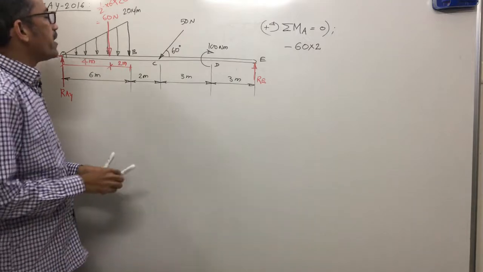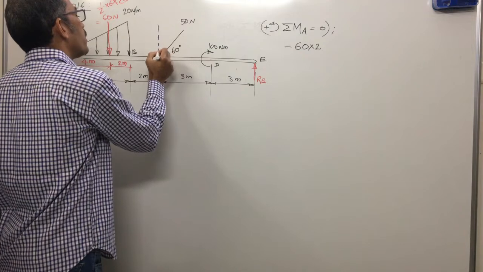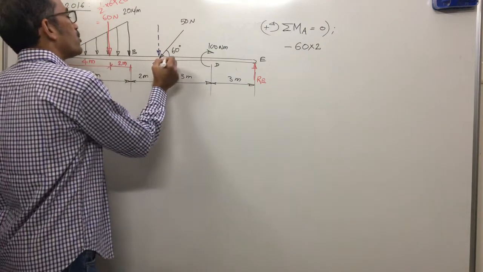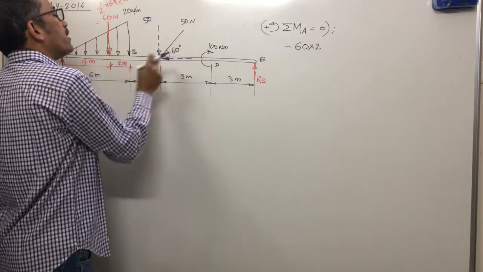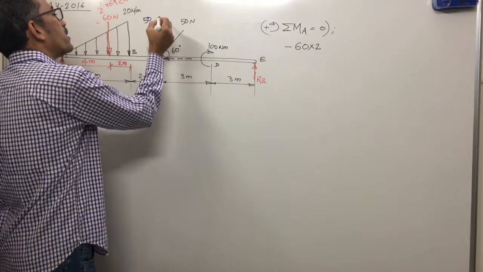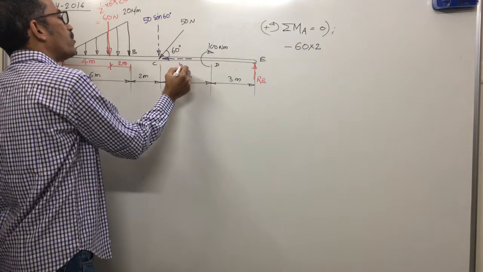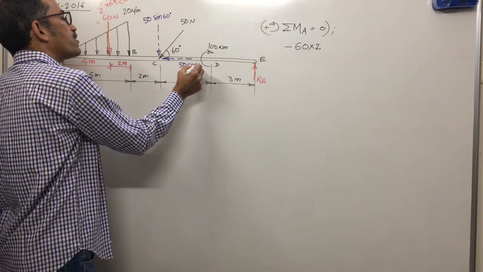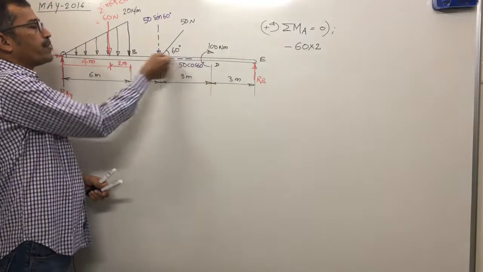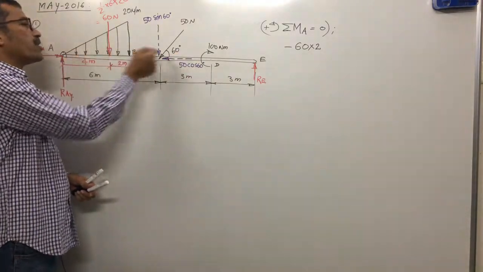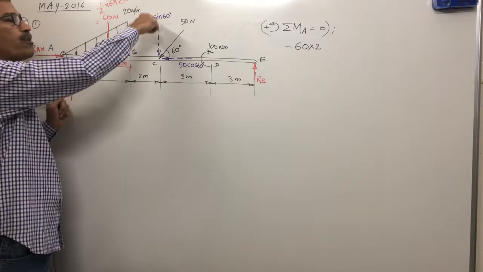Next, this 50 Newton force is acting inclined. Direct moment is not possible. How will we take the moment of an inclined force? Here the horizontal distance is available, so we will resolve it into horizontal and vertical directions. Inclination with horizontal is 60, the vertical component is 50 sin 60, the horizontal component is 50 cos 60. The moment of the horizontal component 50 cos 60 about point A is 0, because the line of action of this force passes through point A. We'll get the moment of only the vertical component.